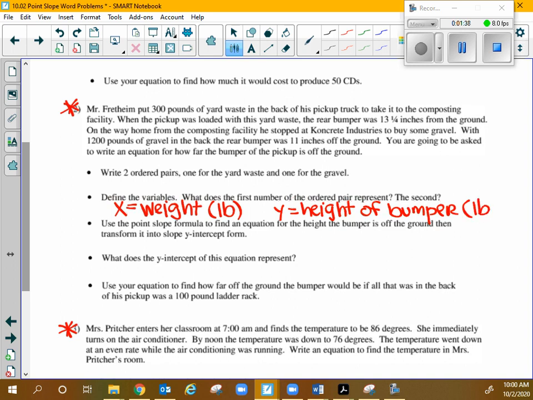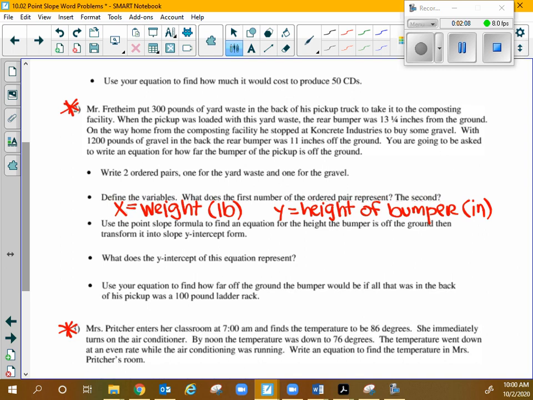In pounds. Nope. Thank you. Inches. Height in pounds, that would be silly. So now that I've figured that out, we need to go back into the problem and pull the points out. Was the slope given to me? No. They just said he loaded compost. This is what happened. He loaded gravel.